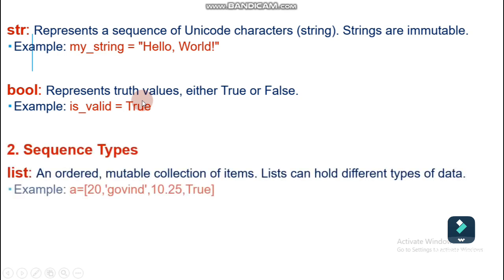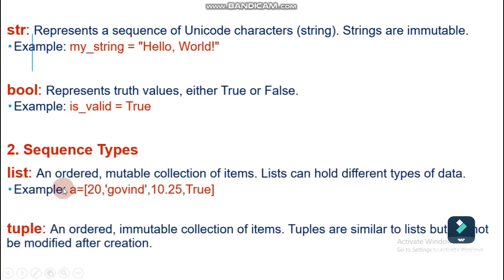Next, sequence types. So list. A list is an ordered mutable collection of items. A list can hold different types of data. It is mutable, meaning we can change its values. Okay? So a is a variable which I declared as a list because of these various data types I placed in square brackets. So 20 is an integer, Govind is a string, 10.25 is a float, true is a boolean data type.